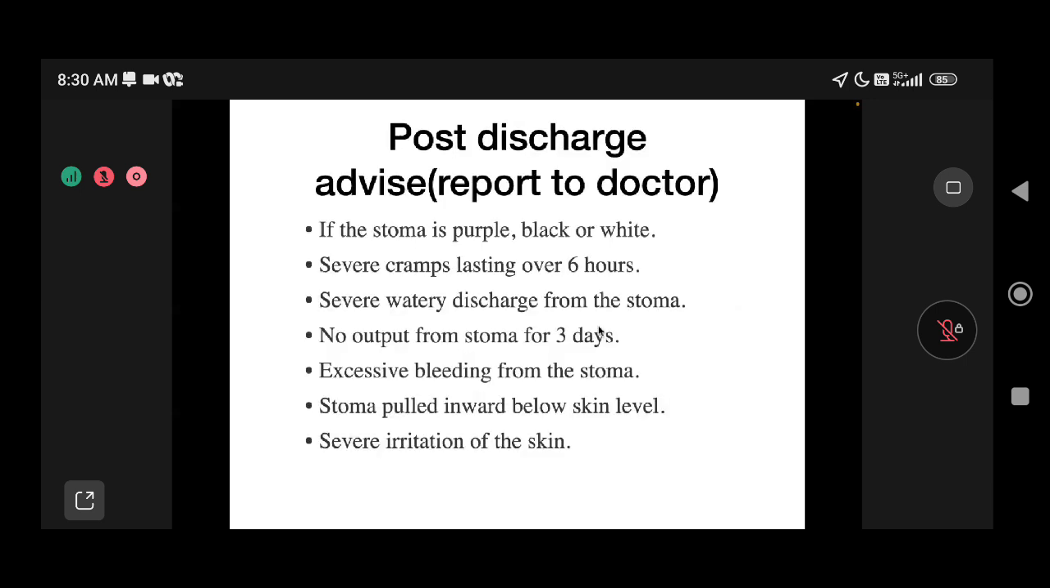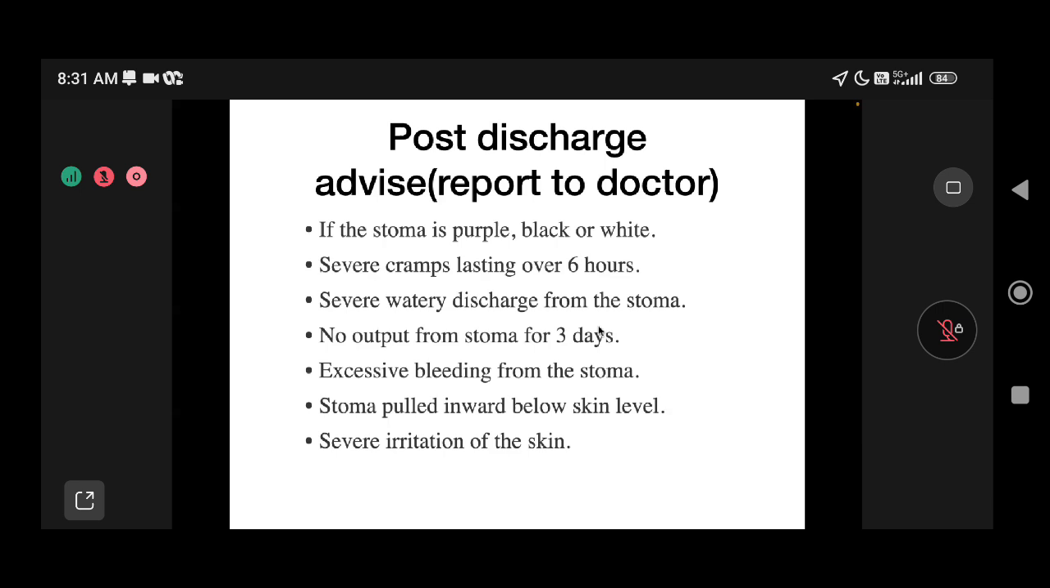So post-discharge, this is a little more pictorial to view for the patients and the doctors. In general, the stoma should be normal looking. If the stoma becomes purple, black or white in color, they have to report to the doctor. Or if there are severe cramps lasting for more than 6 hours, they have to report to the doctor. Severe watery discharge from the stoma, or no output from the stoma for 3 days, they have to report to the doctor. Excessive bleeding from the stoma, they also have to report to the doctor.